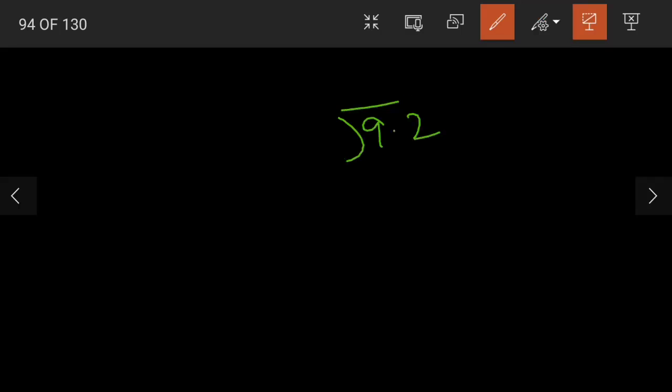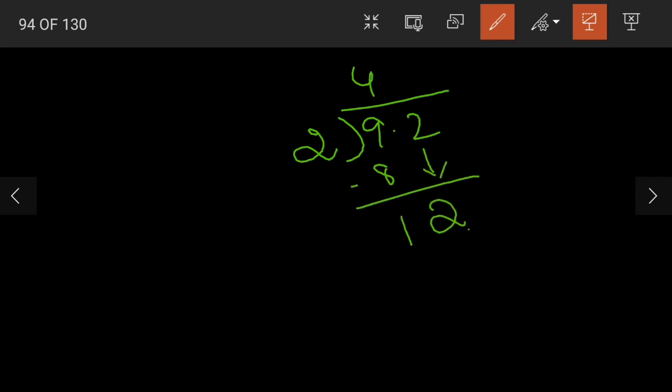We already covered the division of decimal numbers by a whole number, yes. So we have 2 4s are 8. When we subtract, 1 is remaining, 2 brought down. We have 2 6s are 12. When we subtract, again 0 is our remainder. So 46 is the quotient. Is this the quotient? No, we have to place the decimal point as well.